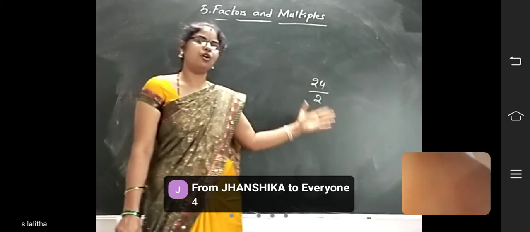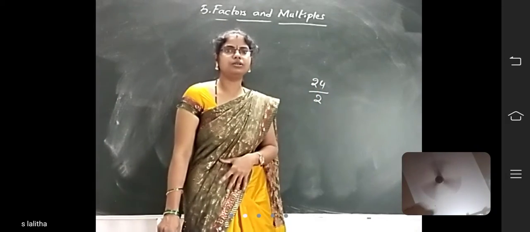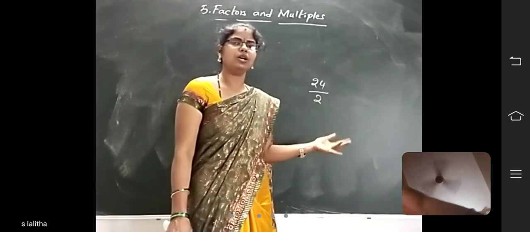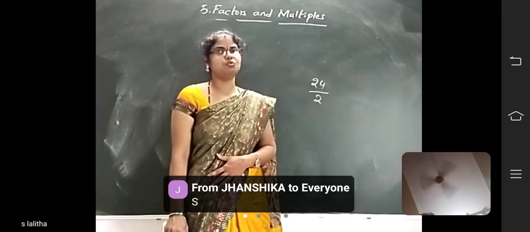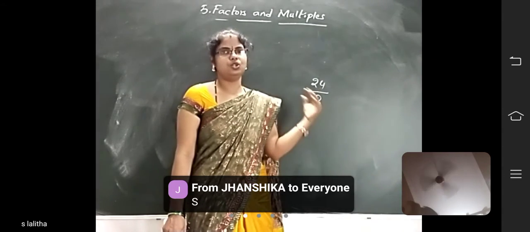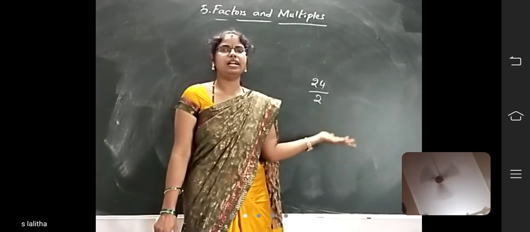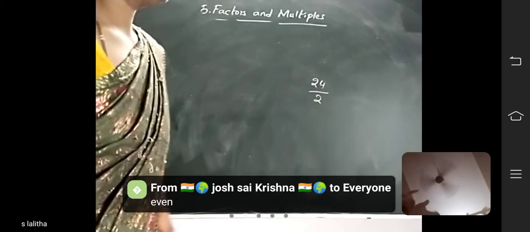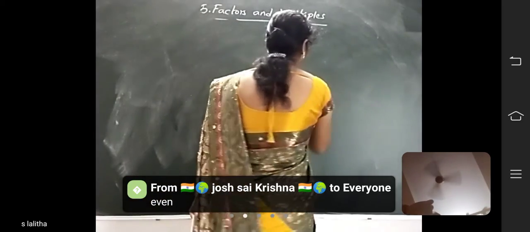Even number. So is 4 divisible by 2 or not? Yes, 4 is divisible by 2. Why? Because all even numbers are divisible by 2. So 24 is divisible by 2. How many times? 12 times. 2 12s are 24. Like that you have to use. Okay. Now write it down.